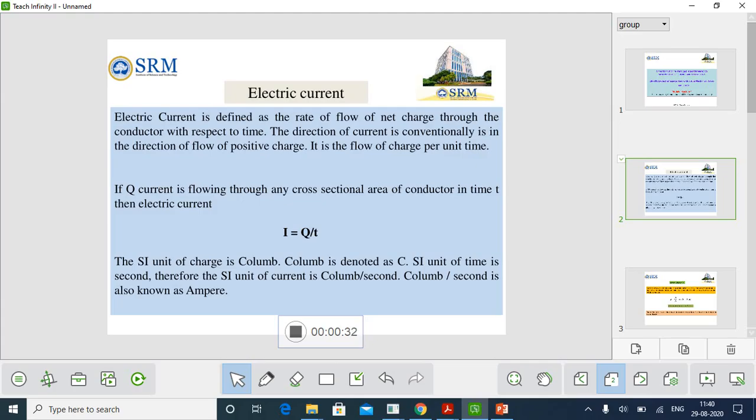If Q charge is flowing through any cross-sectional area of a conductor in time t, then the electric current I equal to Q by t. The SI unit of charge is Coulomb. Coulomb is denoted as capital C. SI unit of time is second. Therefore, the SI unit of current is Coulomb by second. It is also known as ampere.